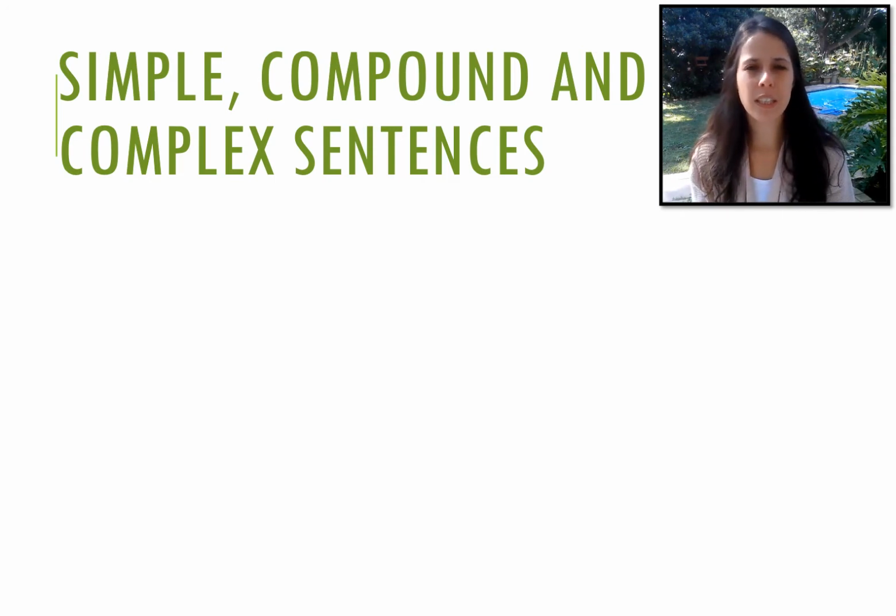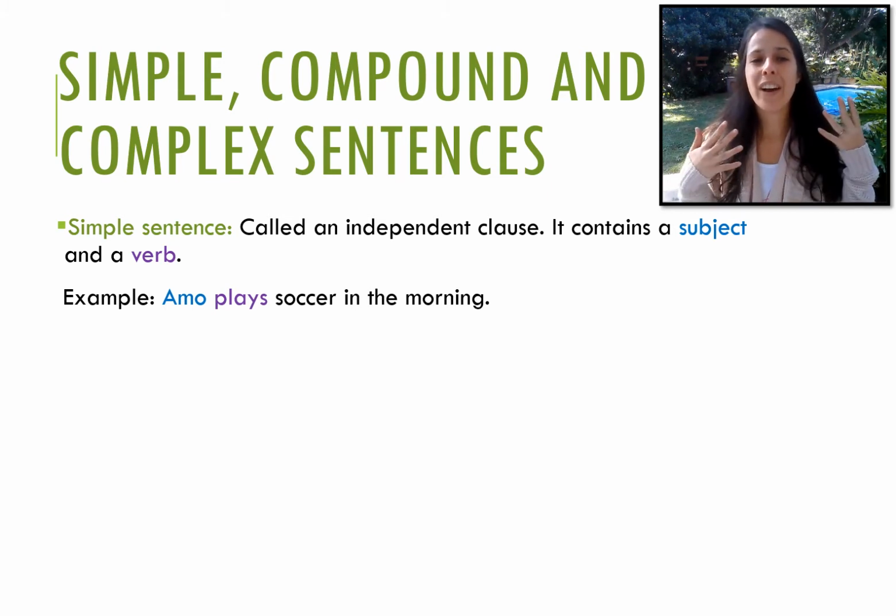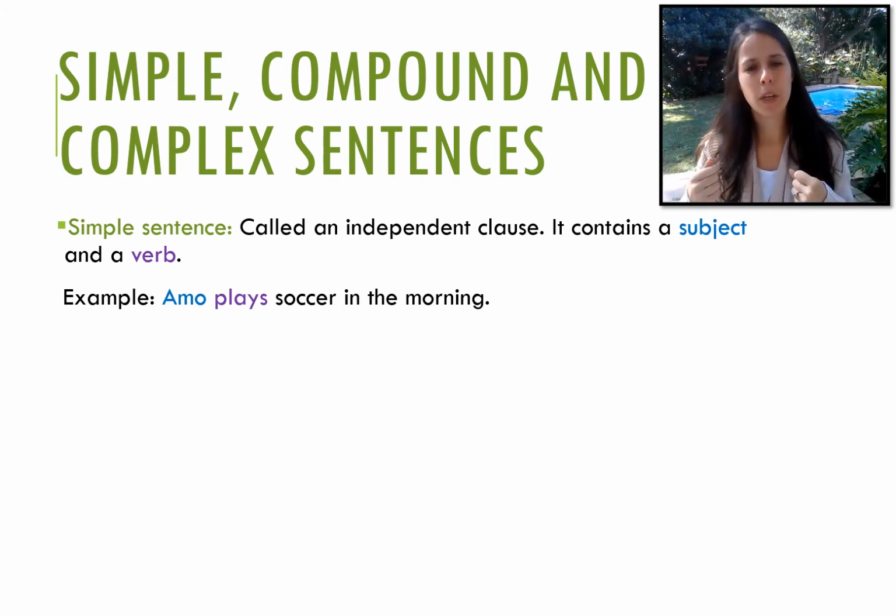So let's have a look at a definition for simple sentences. It says it's called an independent clause. Now you've heard that word before. If I'm independent, it means I can do things on my own. If I'm dependent, it means I need help. So an independent sentence is a sentence that makes sense on its own. It contains a subject and a verb.